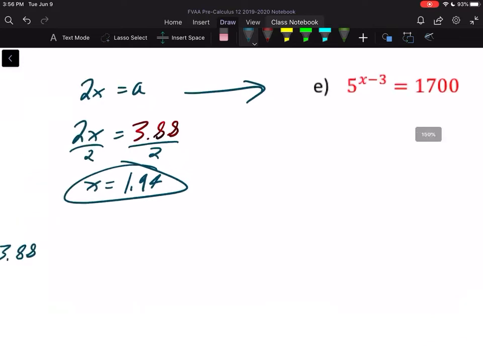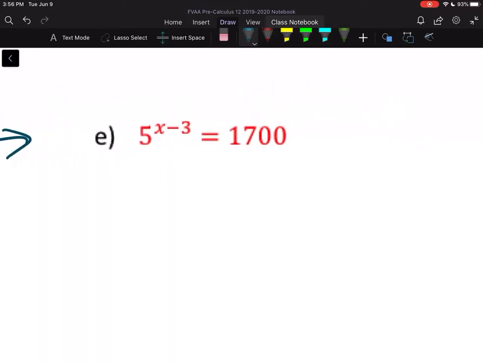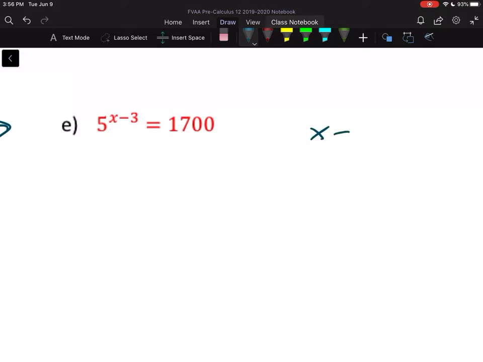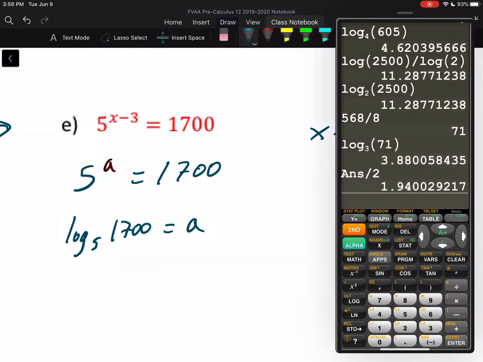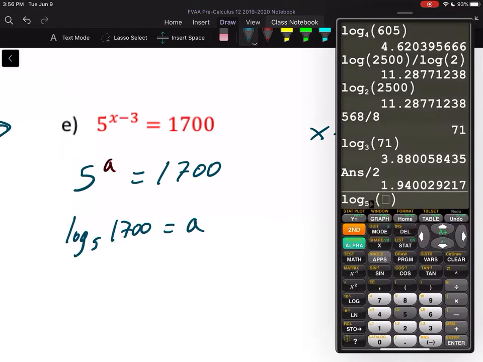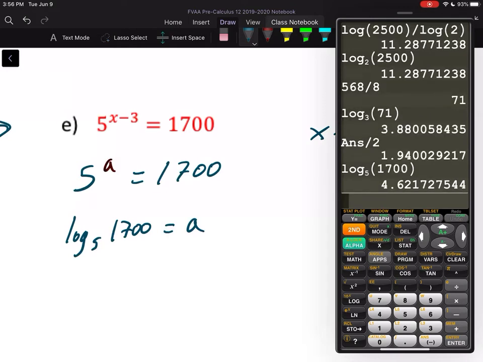All right, hopefully that went well for you. Again, we're just going to use the A method. First, I'm going to define the A. Always helpful to define the A to make sure that you don't lose track of anything. And it's 5, substitute A in the place of my x minus 3, is equal to 1700. And then log base 5 of 1700 is equal to A. Math log base 5 of 1700. So this gives me A is equal to 4.62.